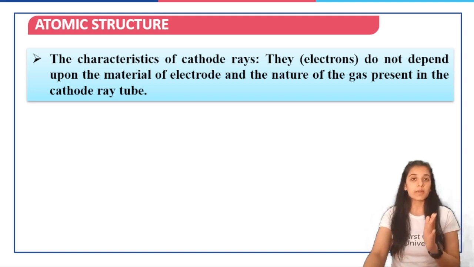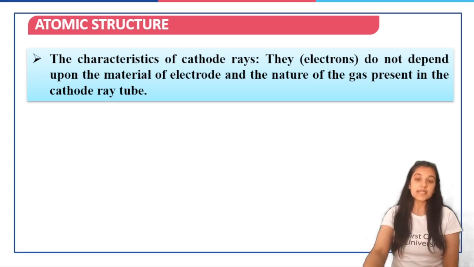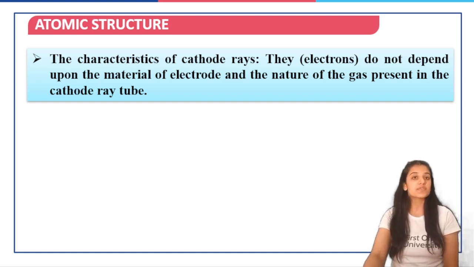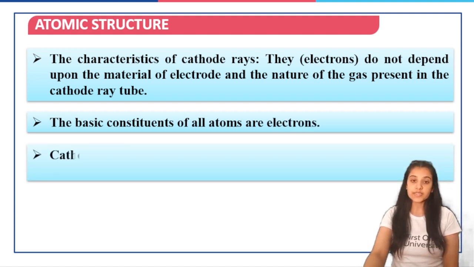Now here, do remember why I am using these two words interchangeably, that is cathode ray particles and electrons. That is because in the presence of electric or magnetic field, it is these cathode ray particles only which behave as electrons. So whatever material of the electrode you take, whatever nature of the gas you take, these electrons are not going to depend on these two factors. The basic constituents of all the atoms are electrons.